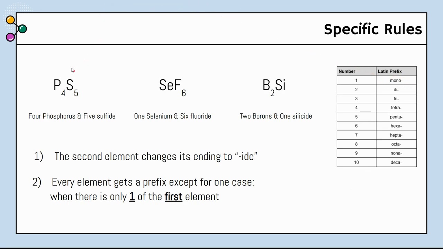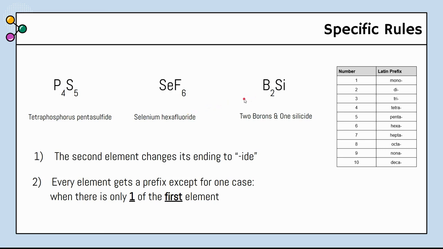So if I looked at my first example, I have 4 phosphorus atoms. I'm going to change that to tetraphosphorus. And because we have 5 sulfur atoms, I'm going to change that to pentasulfide because it's that second element. So really we have tetraphosphorus, 4 phosphoruses, pentasulfide for our 5 sulfurs. For our second example, we have 1 selenium and 6 fluorine. Because there's one of the first element, it's just going to remain selenium, no mono. But because we have 6 fluorines, we will say hexafluoride.